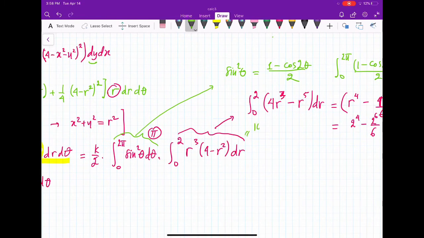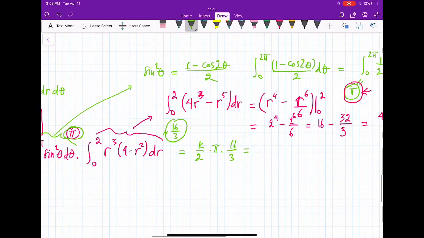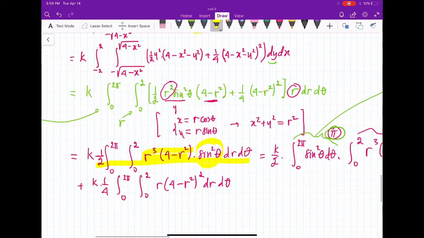All right, we have 16 over 3. So we multiply them together, we have k over 2 times pi times 16 over 3, which is equal to 8k pi over 3. That is the first integral. All right, now let's move to the second integral right here.